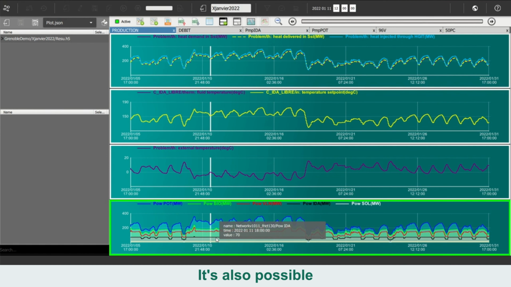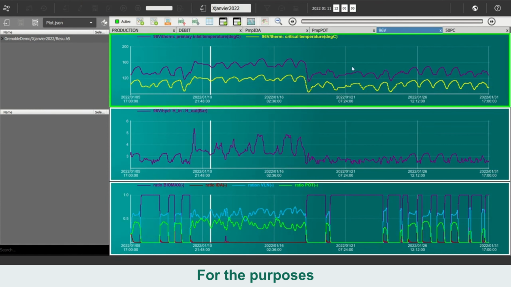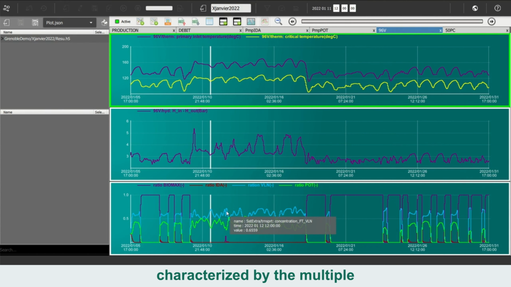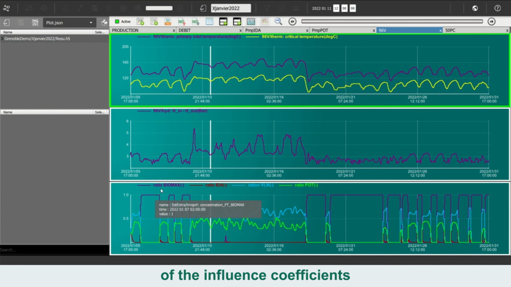It's also possible to observe the details of network operation at the consumer's level. For the purposes of this example, we'll be looking at the so-called 96V customer, since it's located in a tricky area of the network, characterized by the multiple and intersecting influence of several production sites. The last graph from the top shows the evolution of the influence coefficients of each site on the 96V customer.